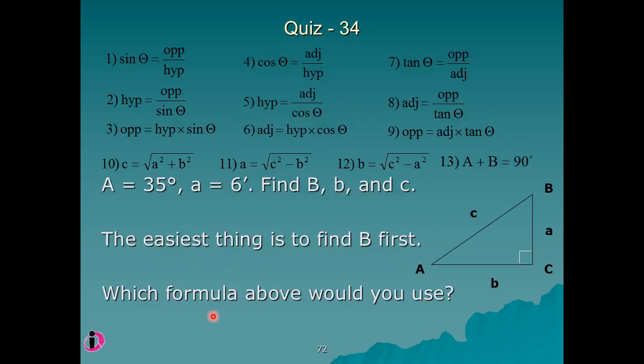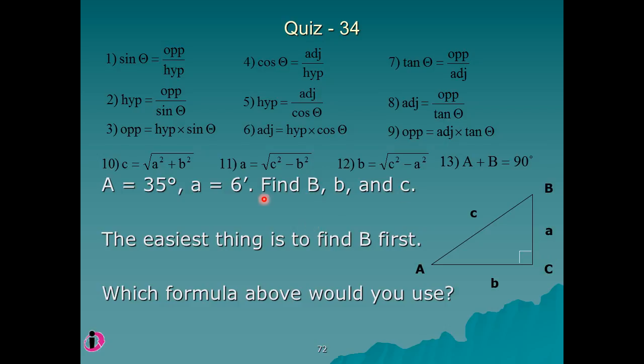Now let's try some example here. Okay. Now let's say I have an angle given which is 35. So you know that this is my theta, right? So this is my theta now, 35, because I know this angle. Now A is what? 6 feet, the small a, which is actually the opposite side, right? Now I will be finding B, small b, and small c.